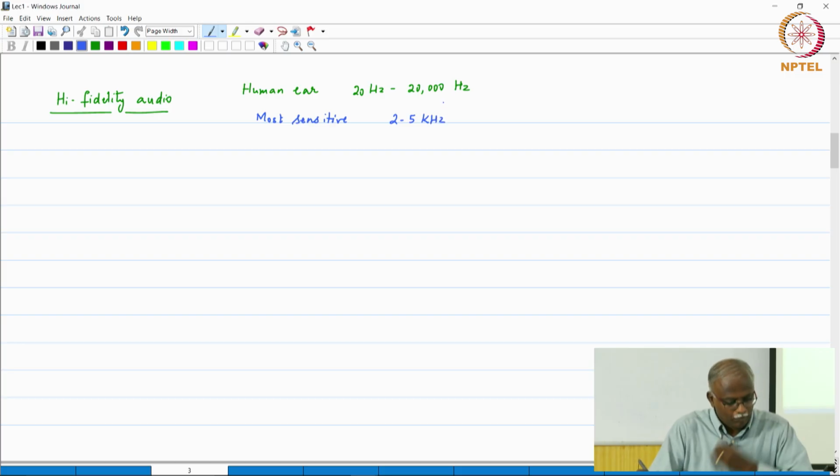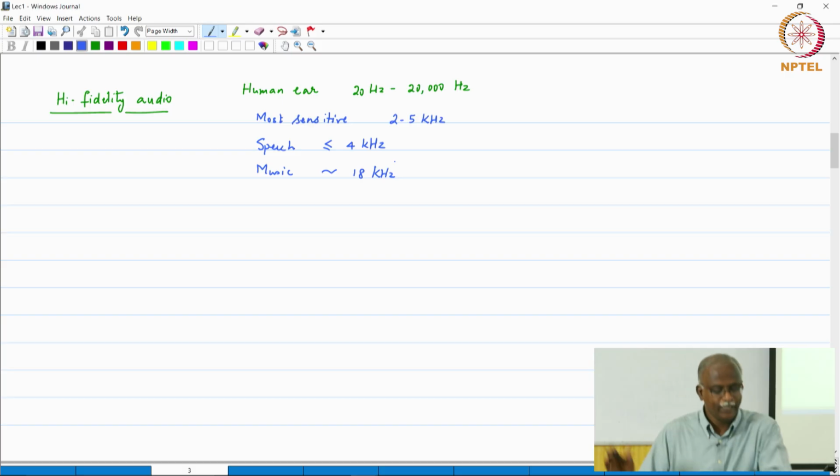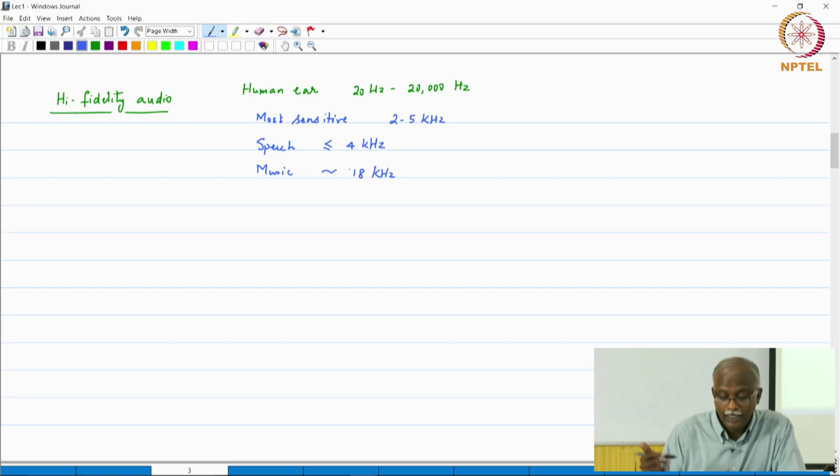And most of our speech communications has frequency content less than 4 kilohertz, and typically music has a range all the way to maybe 18 kilohertz. Okay, so musical instruments go much higher than speech, and so typically if you want to have very good representation of music, that is where the aspects of high fidelity applications come in.